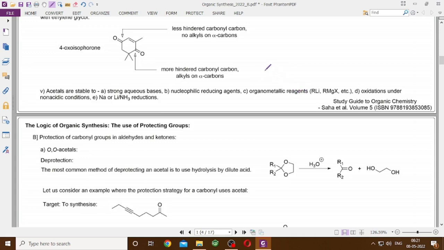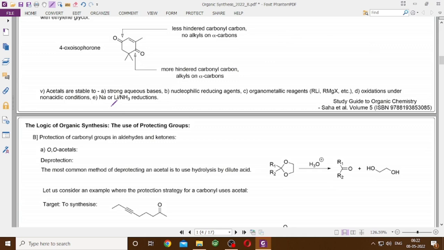Aldehydes have this unfortunate tendency of undergoing oxidation very easily, but acetals do not undergo oxidation. They resist oxidants under non-acidic condition. Because if you use, say, Jones oxidant, where sulfuric acid, water and high valent chromium are used, that reaction condition can cleave acetals, and if that happens then your acetal protection is useless. But in non-acidic condition where you are using an oxidant, the aldehydes may get oxidized, but if you protect them in the form of acetal, they stay.